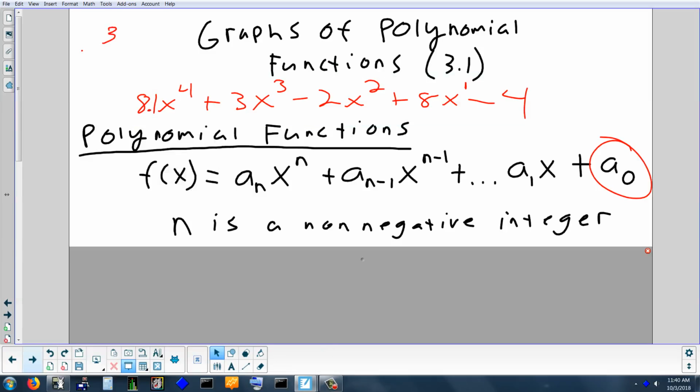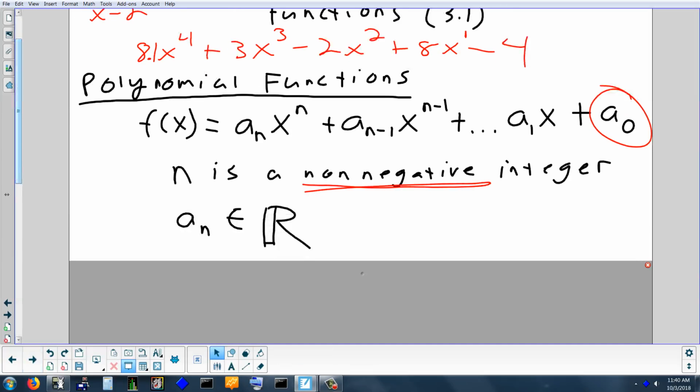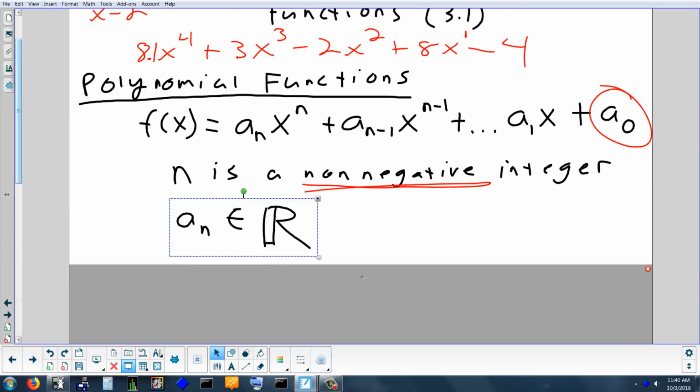You also can't have something like this. Whenever you have a variable in the bottom of a fraction, that means that it really had a negative exponent originally. Okay? So no variables in the bottom of a fraction, which is kind of covered by saying non-negative integers. And then the second part, if you want to translate that, it says that the number in front is a real number. So 8.13, whatever number you put in front, it can be anything you want. Positive, negative, fraction, or decimal. It's just the exponent. It has to be a non-negative integer.